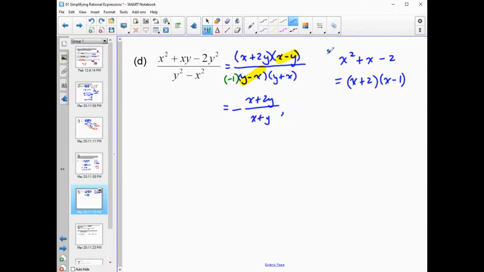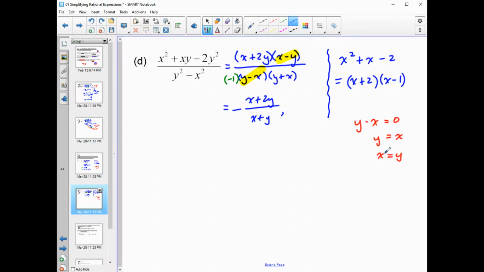And now that I've done this, I've lost information about y minus x being equal to 0. That's the factor that I divided out. And of course, that occurs when y equals x or x equals y.